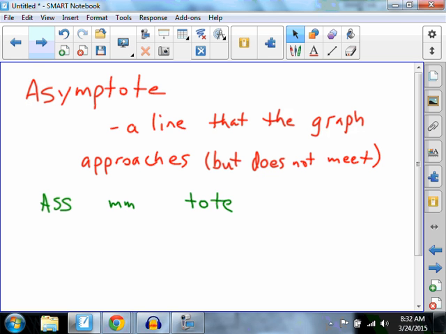That's how you pronounce it. The P is silent. Asymptote. Why do they even have the P if it's silent? Ask Michelle Pfeiffer. Maybe she would know. So the P is silent.